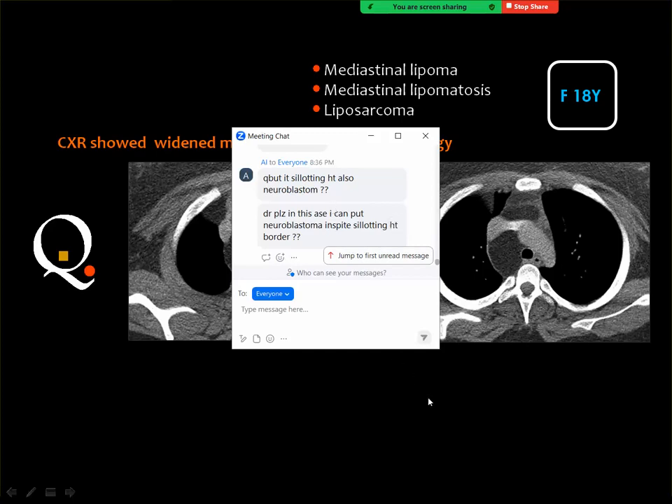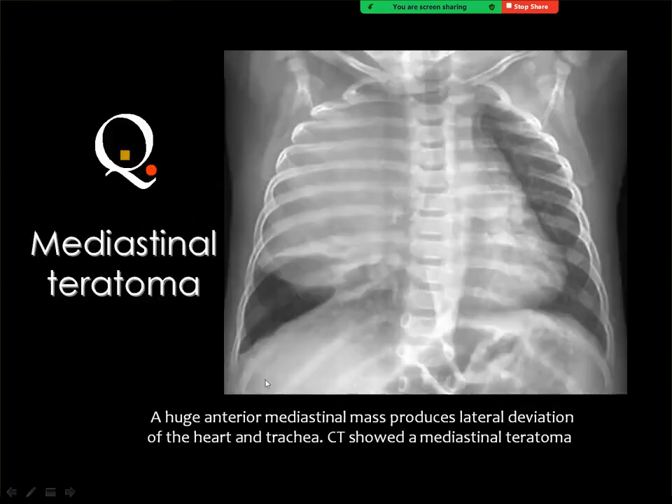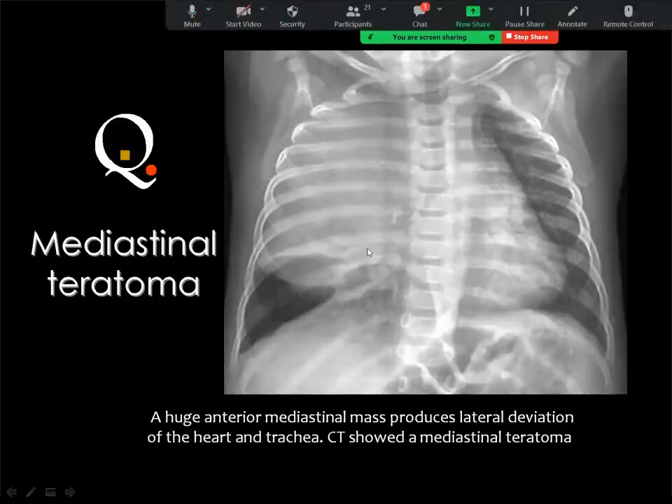One is asking about the previous case. What about the cardiac silhouette? And actually, the cardiac shadow is totally compressed and displaced to the opposite side. It is not in its actual location.